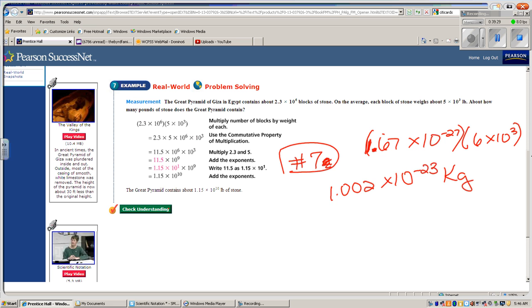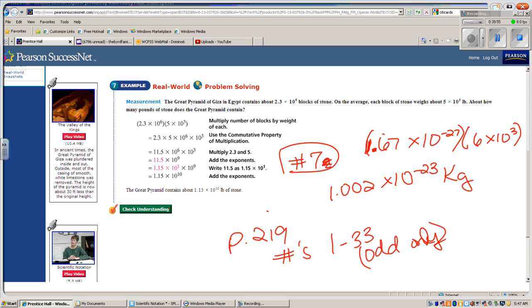If time permits, I would like you to go ahead and complete page 219. Let's do numbers 1 through, let's say, 33, and we'll do odd only. This is in your textbook. So your classwork is page 219, numbers 1 through 33, odd only. That's if time permits.